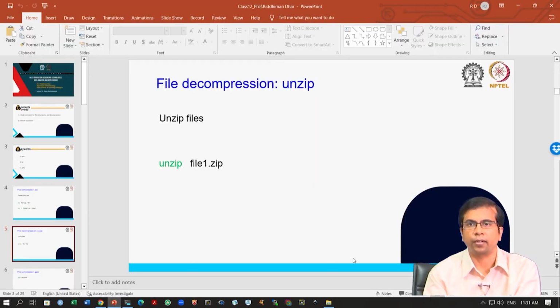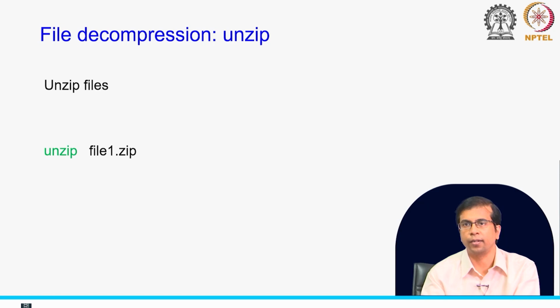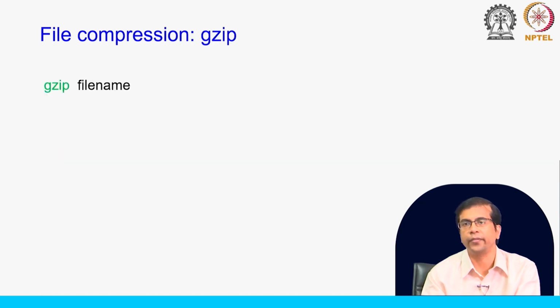Then we have other compressions, which are actually Linux specific compressions, and these are more efficient, and you can actually control the level of compression as well. The compression that we use very commonly is called gzip compression.